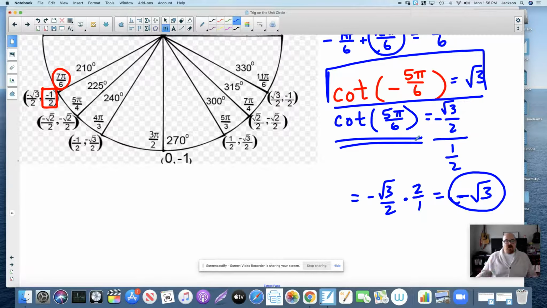All right, if you wanted to just find a coterminal angle for negative 5 pi over 6 and then just find the cotangent of that, that would work too. Okay, so just adding more tools to the toolbox here.